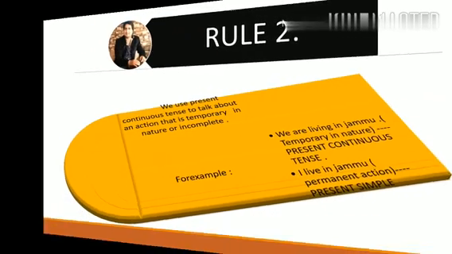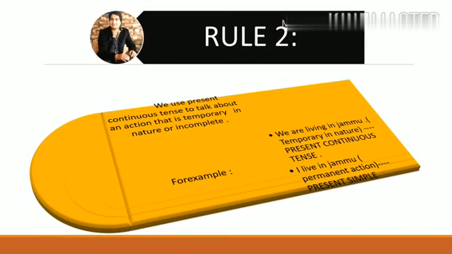Now students, come to the second rule. We use present continuous tense to talk about an action that is temporary in nature. What I am saying, temporary in nature, or you can say incomplete. That means the action is not completed.